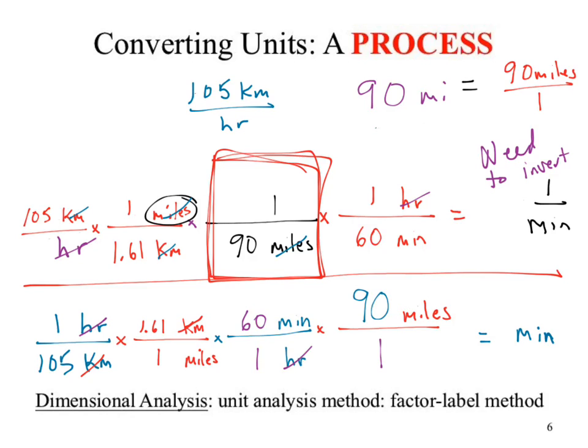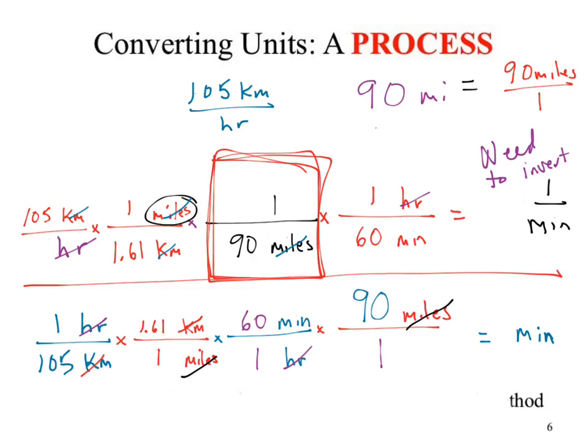Let's keep finishing. Finish that. Okay, let's finish it. Miles cancel, what do we have as a unit? Minutes. It is finished. That bottom calculation is done. So, I don't know, whatever the number is. 82.8. Yeah, we had to do 6.61 times 60 times 90.